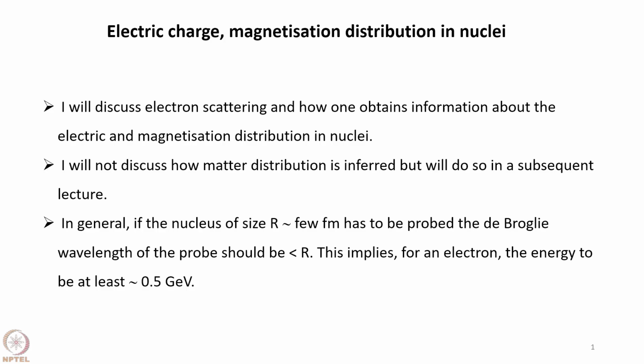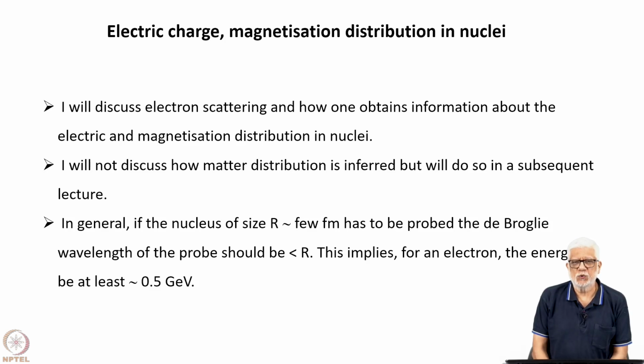So, in this lecture, we will talk about the electric charge and magnetization distributions in nuclei. I will discuss how this is done using electron scattering and how one obtains information about these distributions. I will not discuss how matter distribution is inferred from hadron scattering experiments, but we will do so in a lecture in the future.